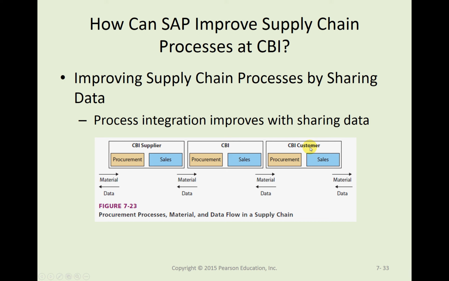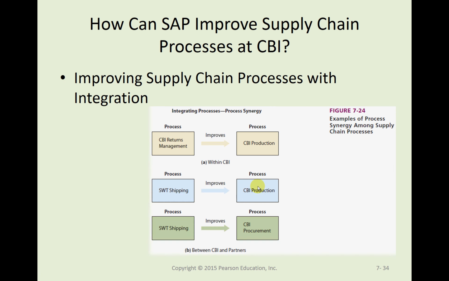Knowing what returns are going on in terms of our vendors is going to help us with production, because we don't want to order from those vendors that are not providing us with the highest quality. Centralized shipping is going to help with production, and centralized shipping is also going to help us with procuring the raw materials that we need in the first place.